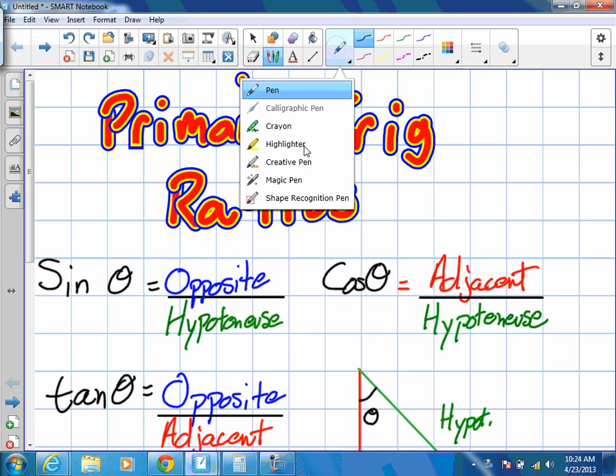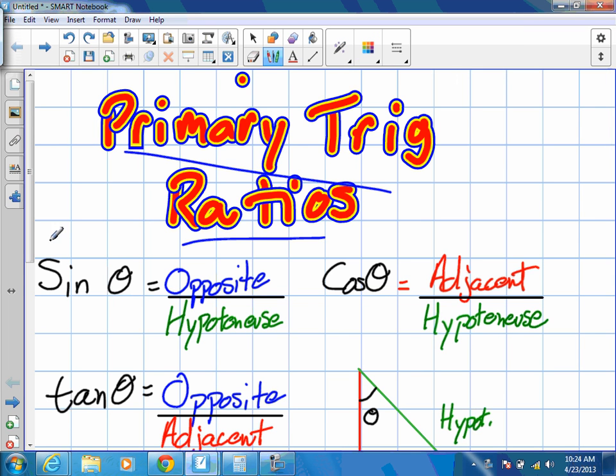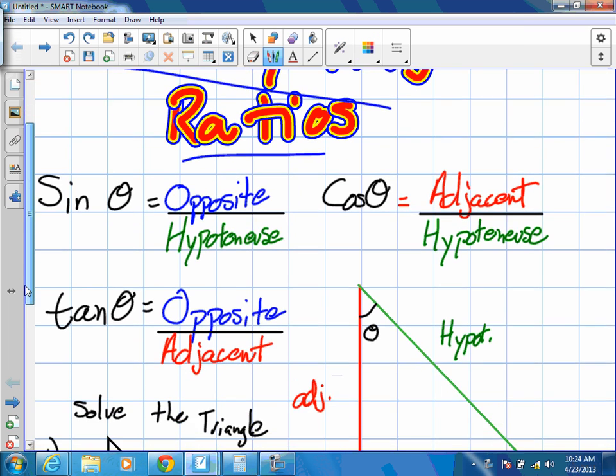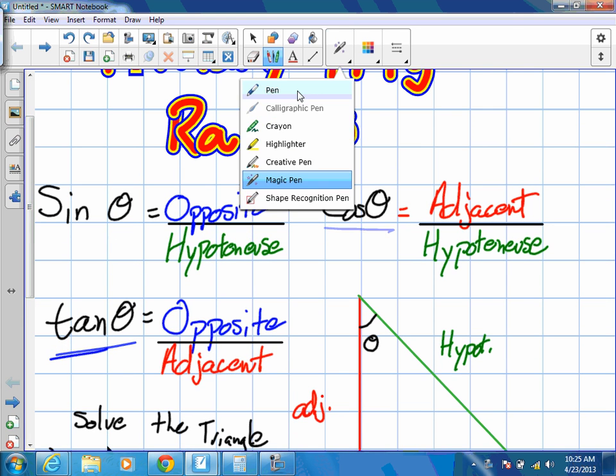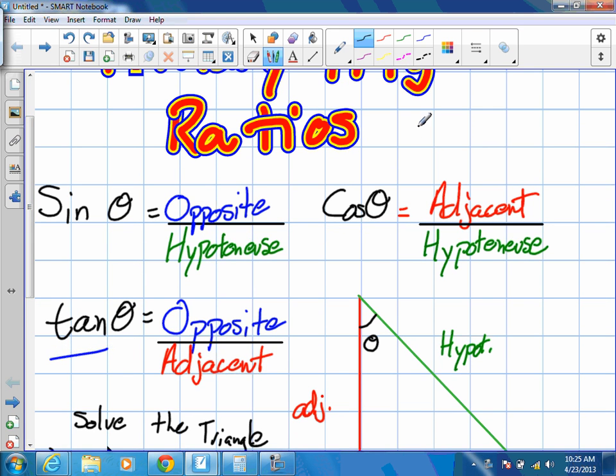We're going to go through primary trig ratios. We're going to talk about how to set up a triangle using these. Now, first of all, our primary trig ratios are known as sine, cosine, and tangent. A lot of the times, people refer to them as SOHCAHTOA, and that is a little acronym to help you remember what the ratios are.